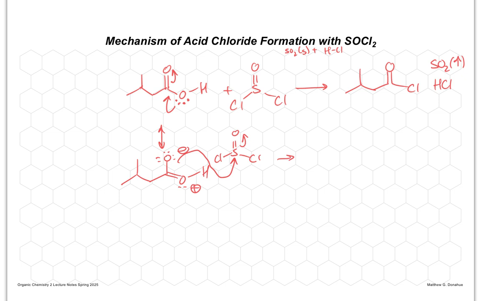So oxygen attacks sulfur, we break the SO double bond. So we still balance out the negative, the positive. We'll reform the SO pi bond, so eliminate. Now the only thing that can leave is Cl minus.